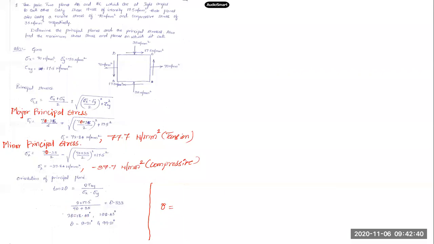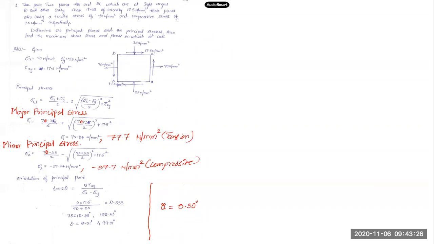Here, for 30.8 degrees. How much? 30.0308. Is theta 0.308? 0.30805. Okay, I'll take it as 0.30 degrees, theta. Is that okay? 2 times tau xy divided by sigma x, which in your case is 75, minus of minus 35, plus 35. So you are getting theta as 0.030 degrees. This is the major principal plane.